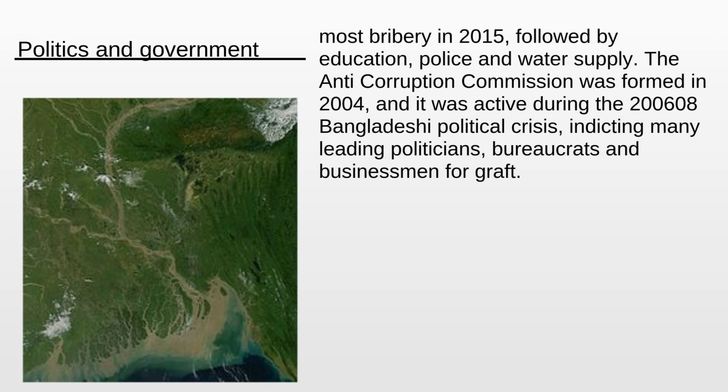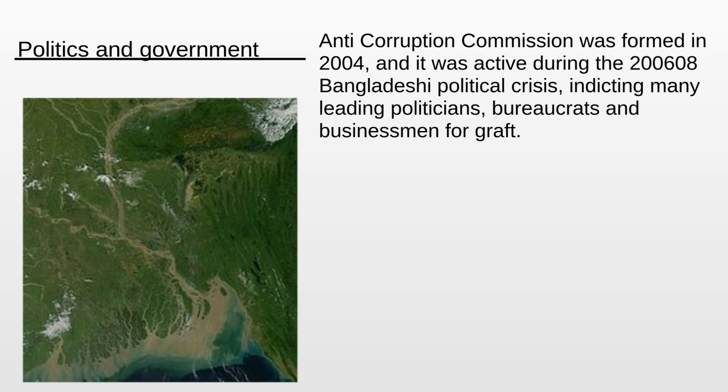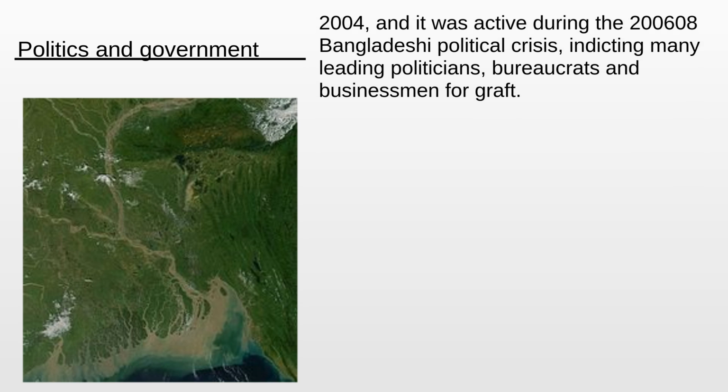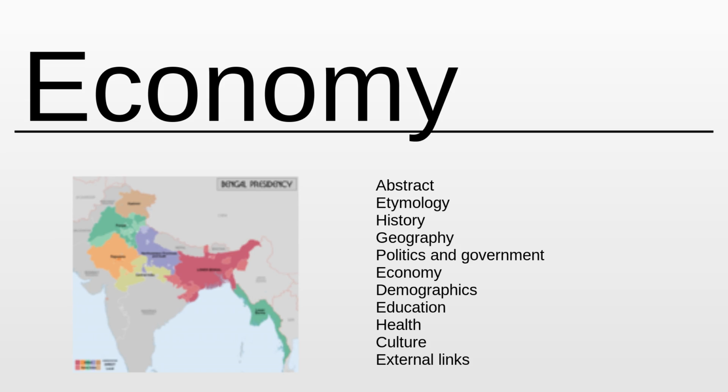The Anti-Corruption Commission was formed in 2004, and it was active during the 2006-08 Bangladeshi political crisis, indicting many leading politicians, bureaucrats and businessmen for graft.